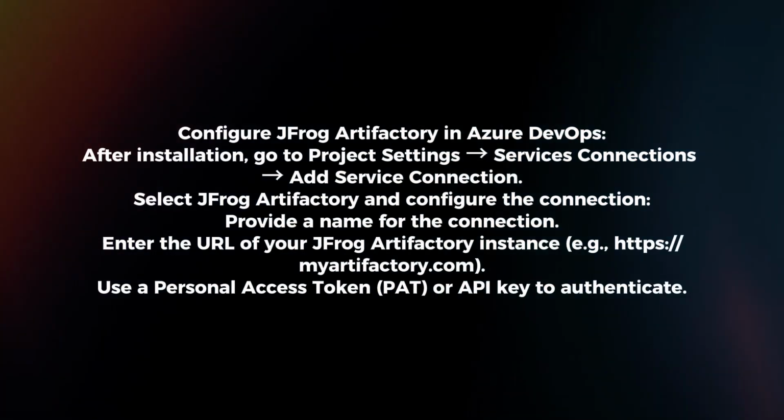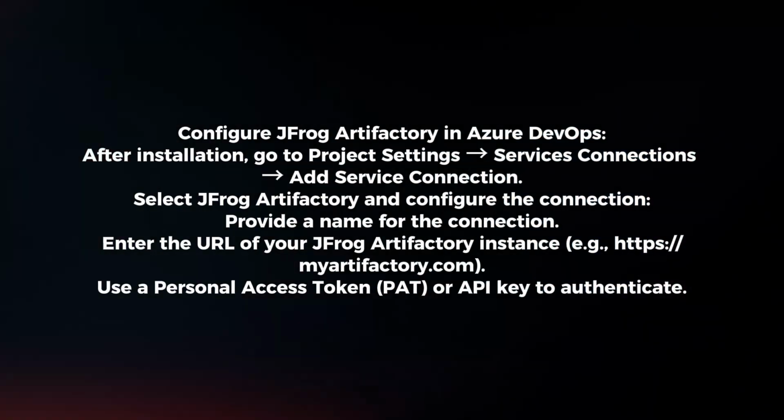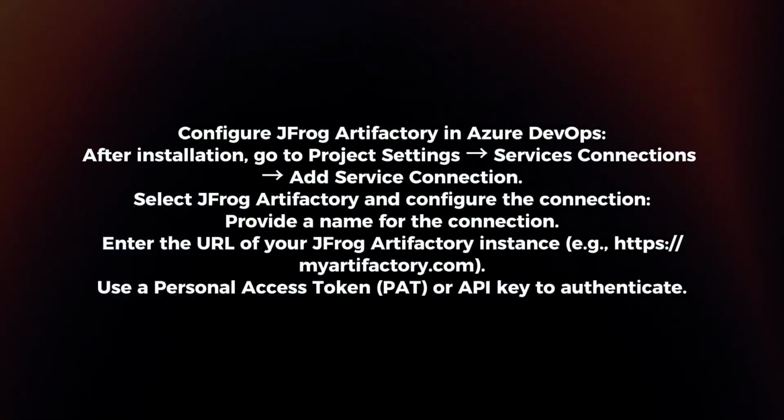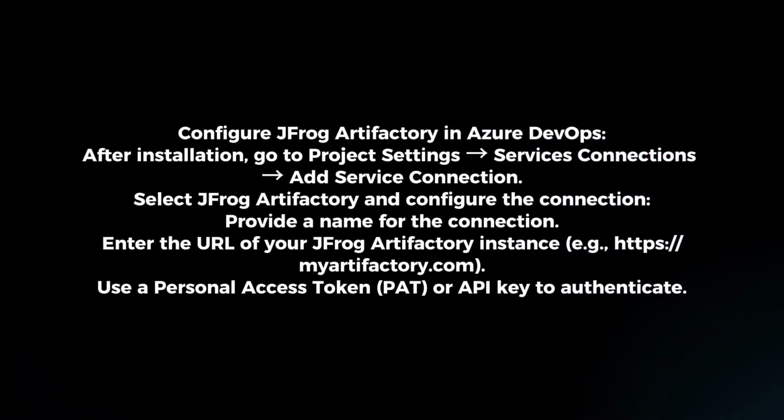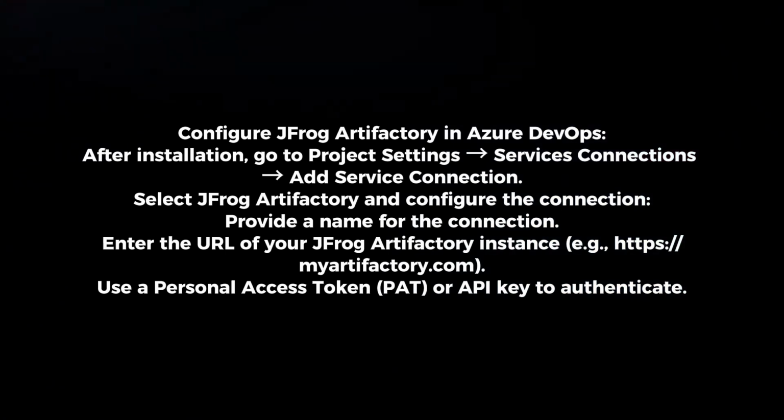Configure JFrog Artifactory in Azure DevOps. After installation, go to Project Settings, Service Connections, Add Service Connection. Select JFrog Artifactory and configure the connection.